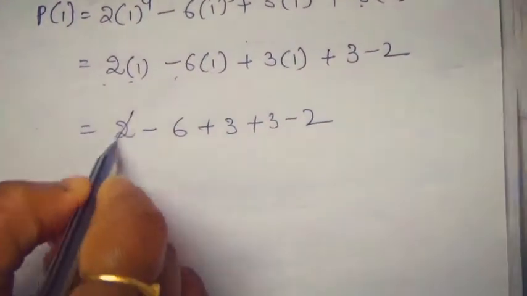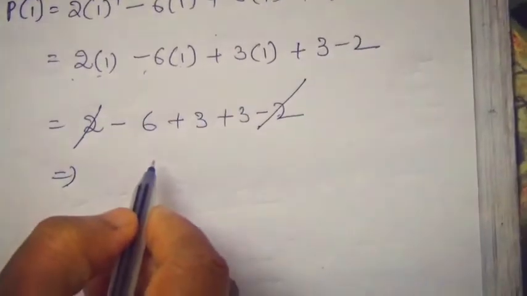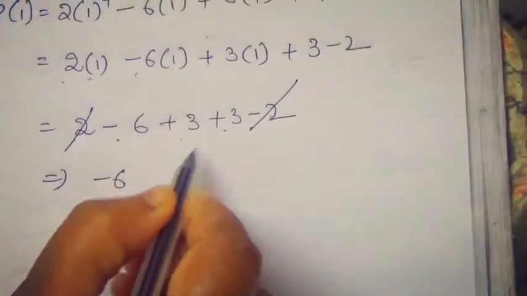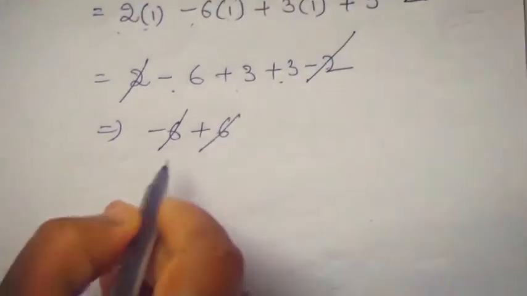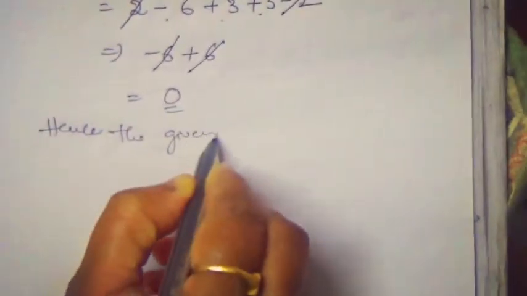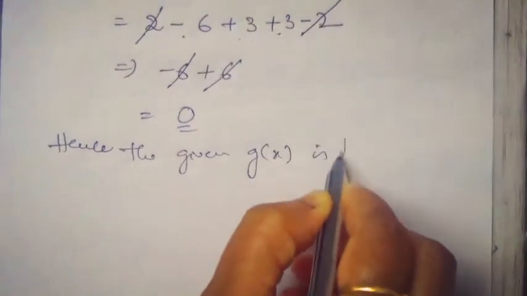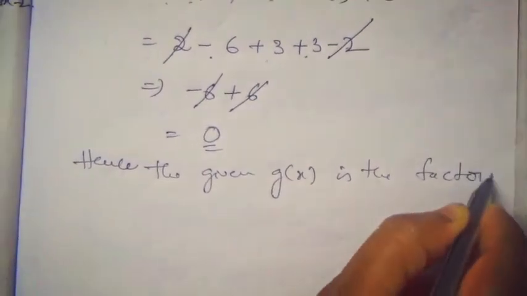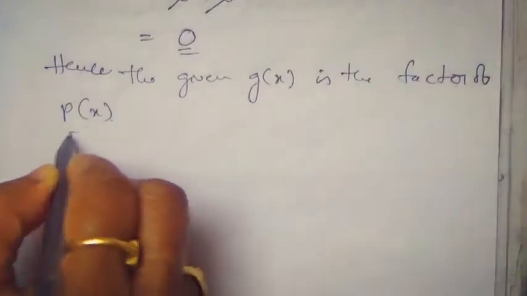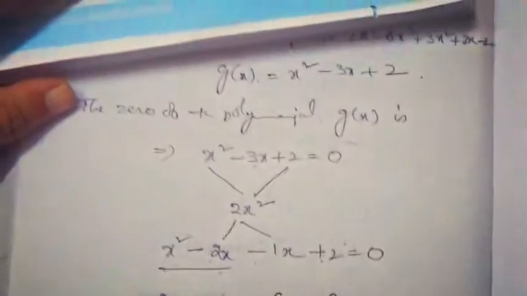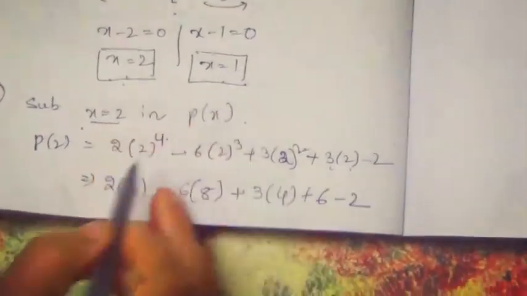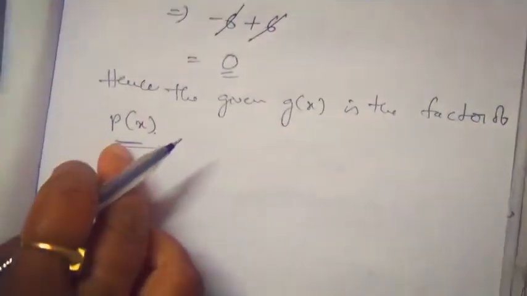So plus 2 minus 2 cancel. Minus 6 plus 3 plus 3 is plus 6, and plus 6 minus 6 cancel, giving 0. So hence the given g of x is a factor of p of x. For both the values, that is x is equal to 2 and x is equal to 1, the polynomial gives the value 0. Hence g of x is a factor of this p of x.